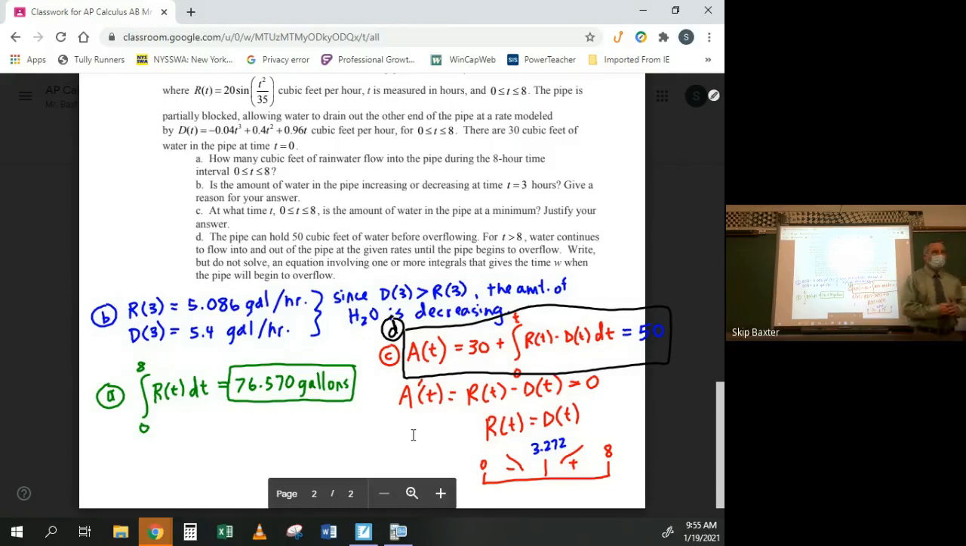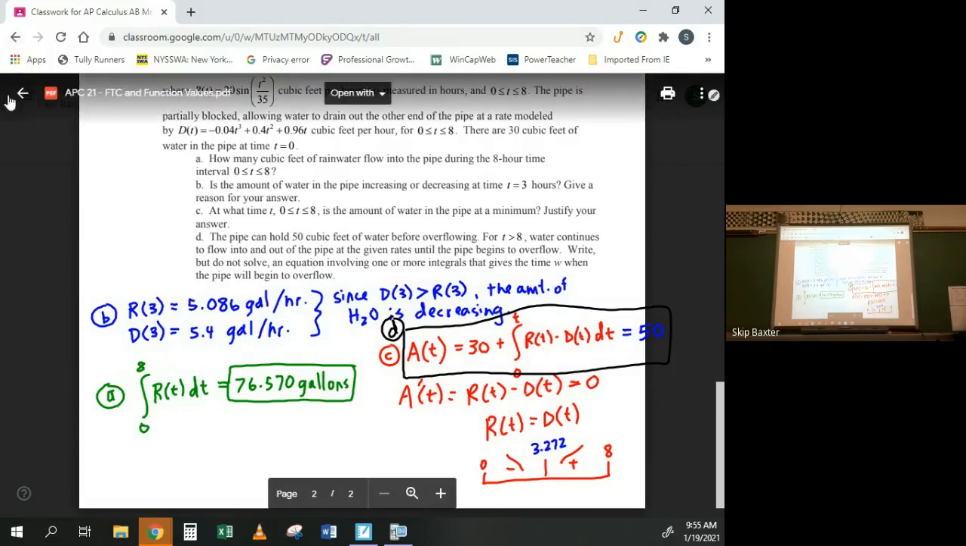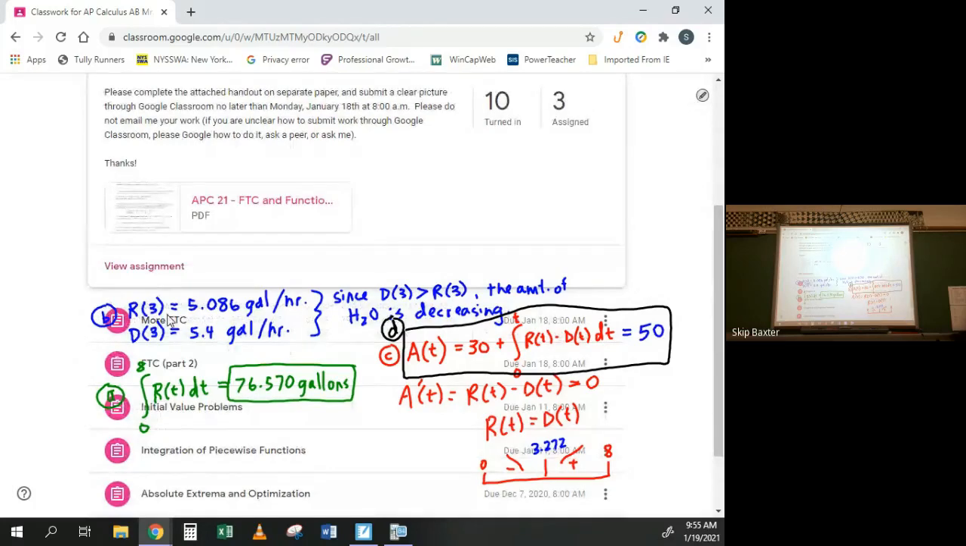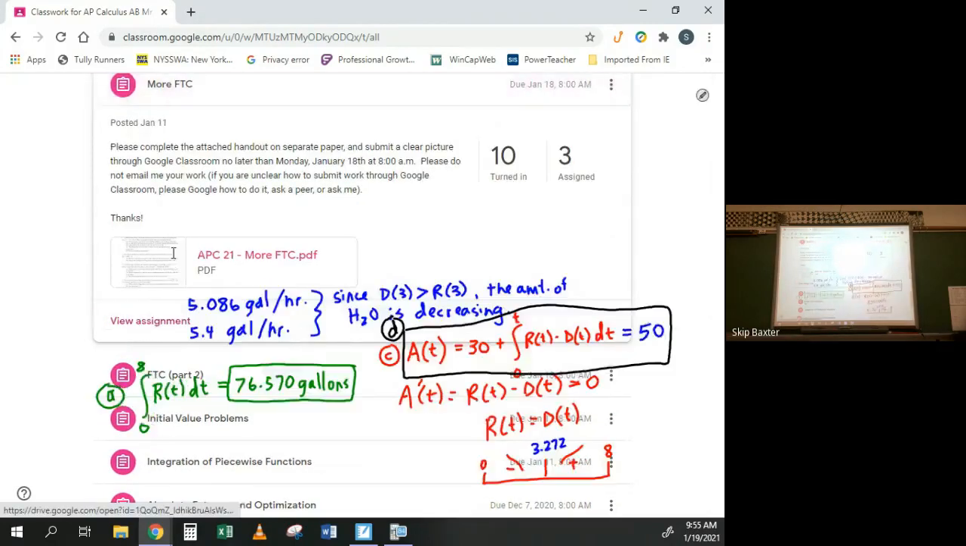All right, what else? Yeah. On the second handout, more FTC. Uh-huh. Give me your numbers. More FTC number 6.